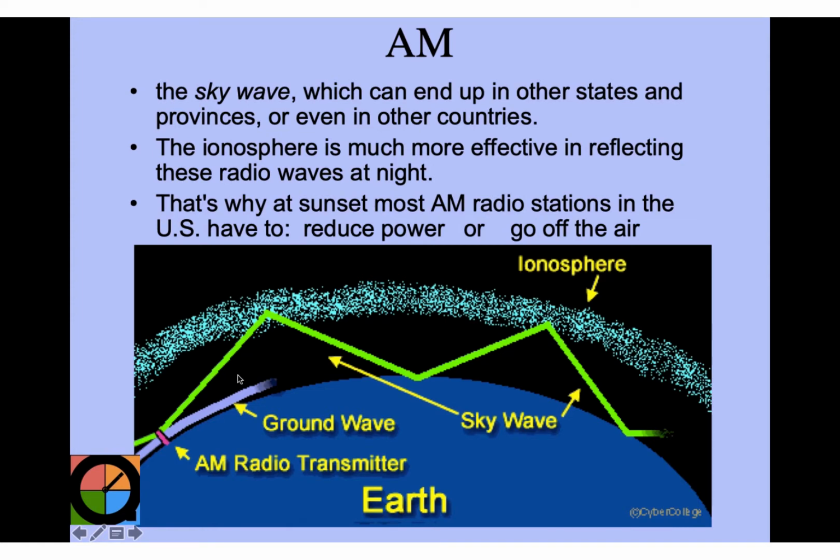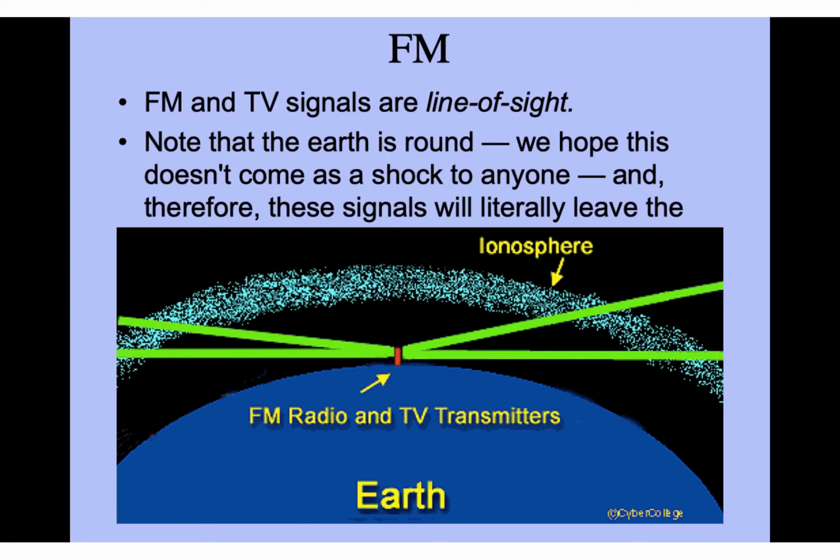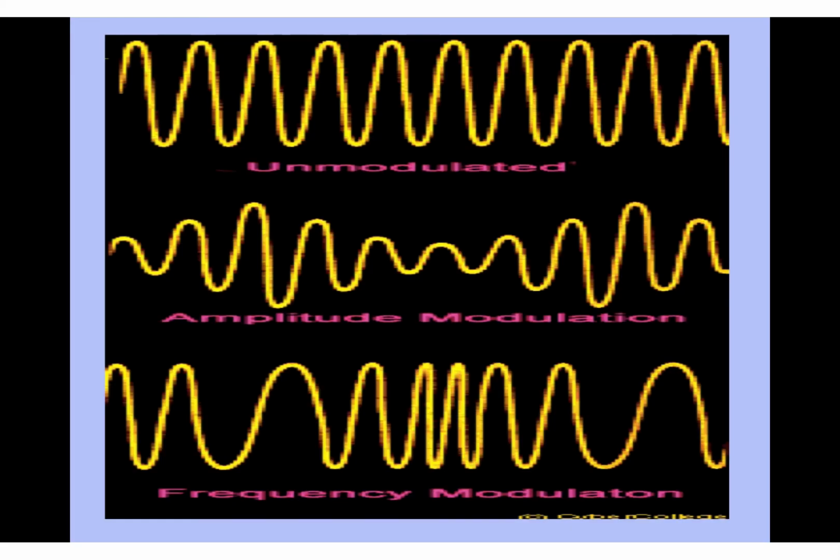So AM stands for amplitude modulation. And let me get a little picture here. So we have waves, and what they're going to do is they're going to change. Modulate means to change. They're going to change the amplitude of the wave as it travels. FM is known as frequency modulation. So they're going to change the frequency of the waves, and that's the difference between the two. FM is much higher energy and delivers a better signal.